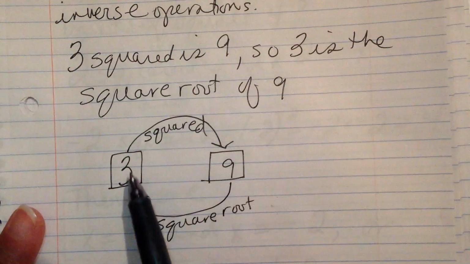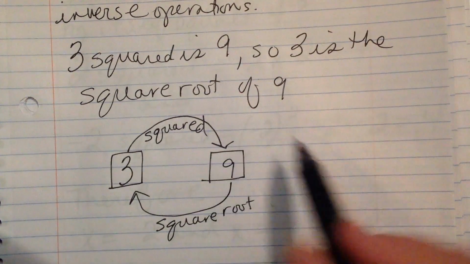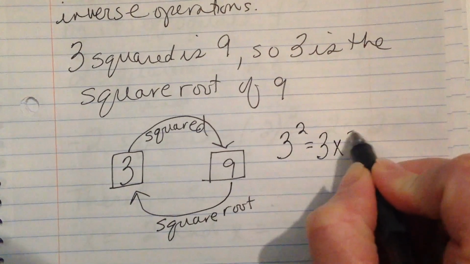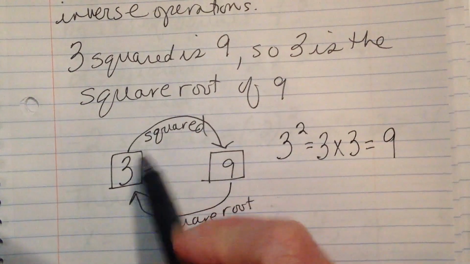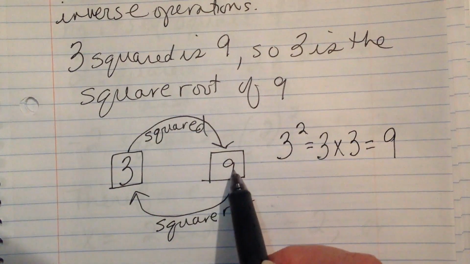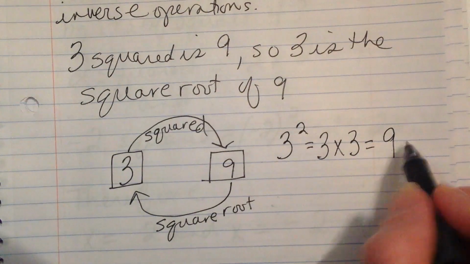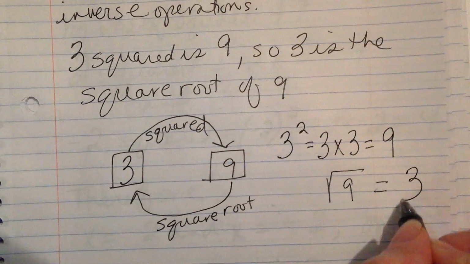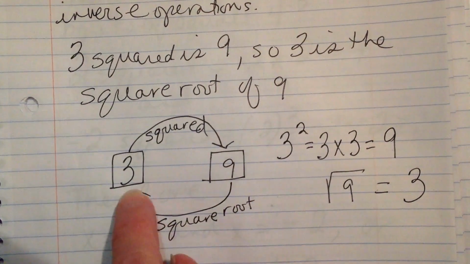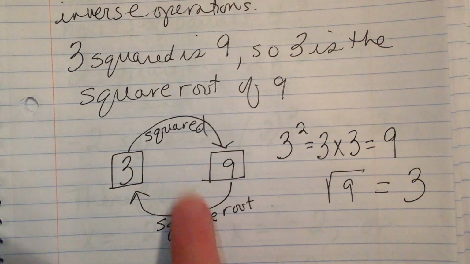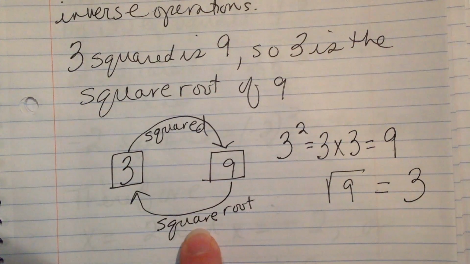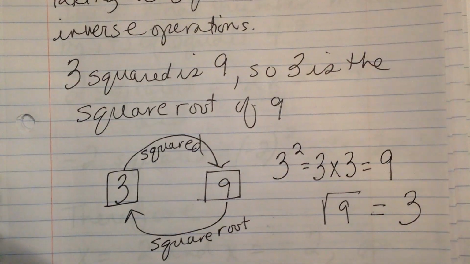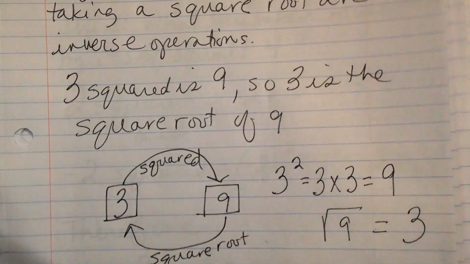If I take the number 3 and I square it, 3 squared is 3 times 3 equals 9. But then if I take 9 and take the square root of 9, I go back and get 3. So squaring something and taking the square root of something, they just undo each other. They're called inverse operations.